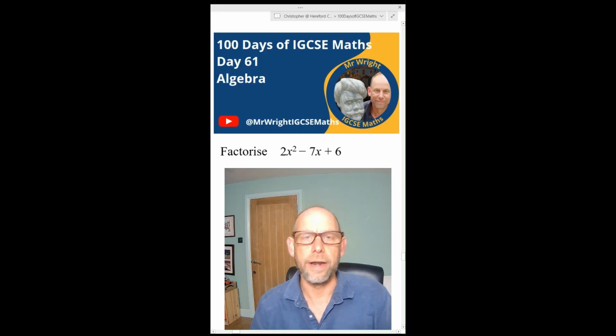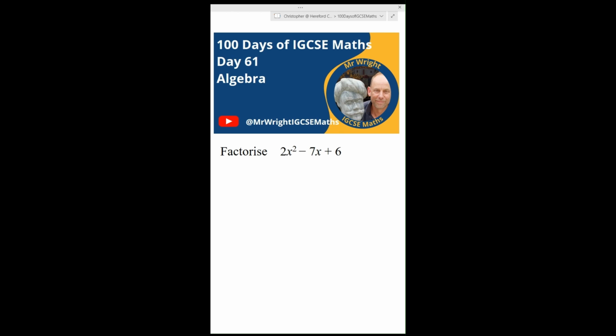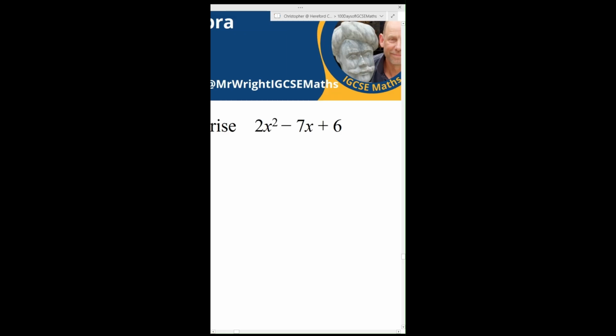It's day 61 of 100 days of IGCSE Maths Exam Questions. Pause now if you want to do this before I do. Okay, I've got to factorise this quadratic here. I know it's going to be in two brackets like this.